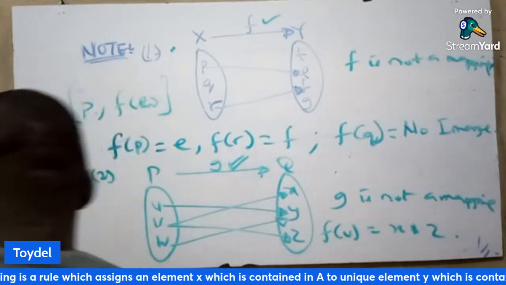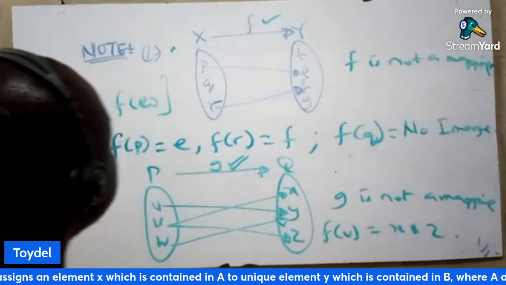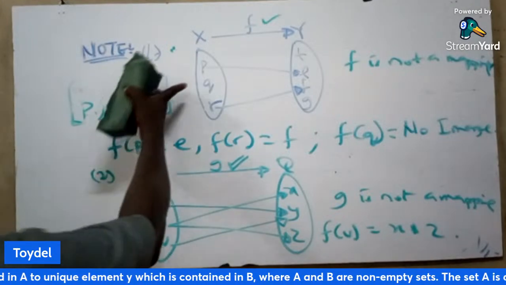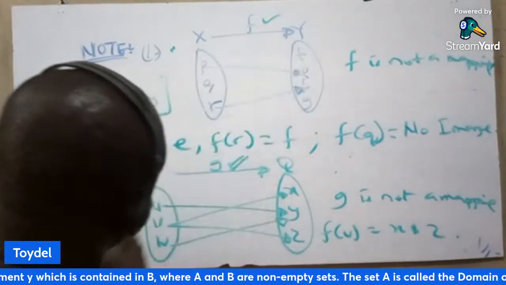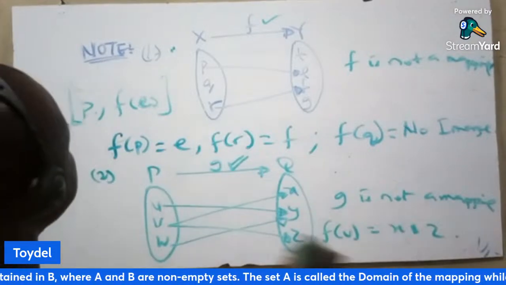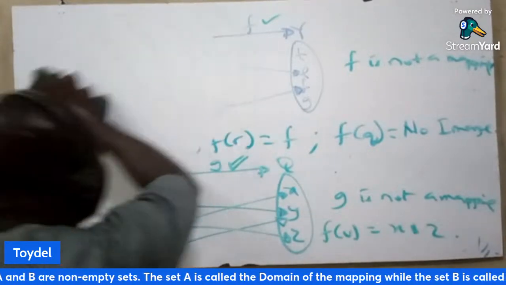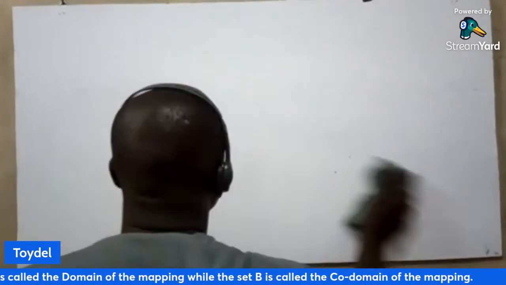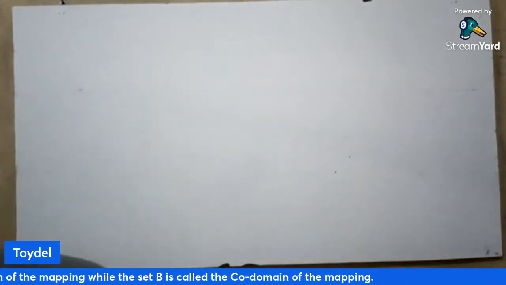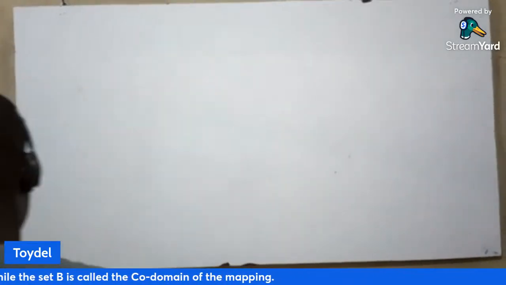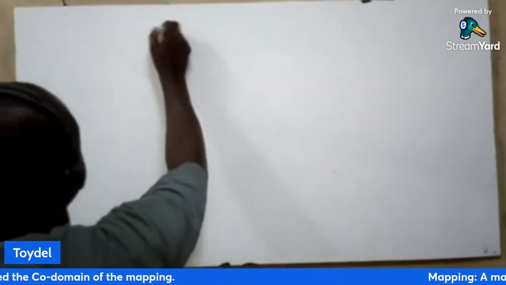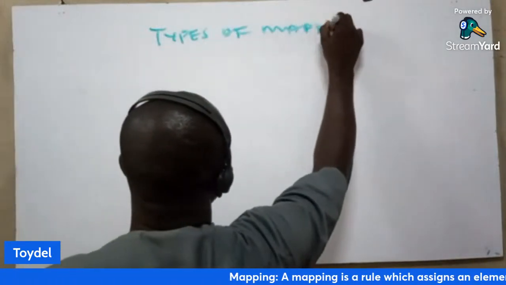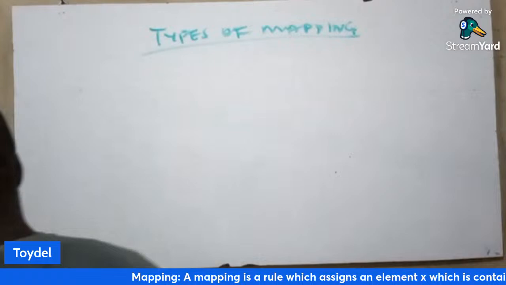So let's take note. We have seen two conditions that will make a mapping or function not to be defined: when an element here does not have an image, and when one element has multiple images in the codomain. That nullifies the condition for a function or a mapping to be defined. So we have taken note of that. Now I'm going to talk about types of mapping. Basically, we are going to talk about just 5 types of mapping.